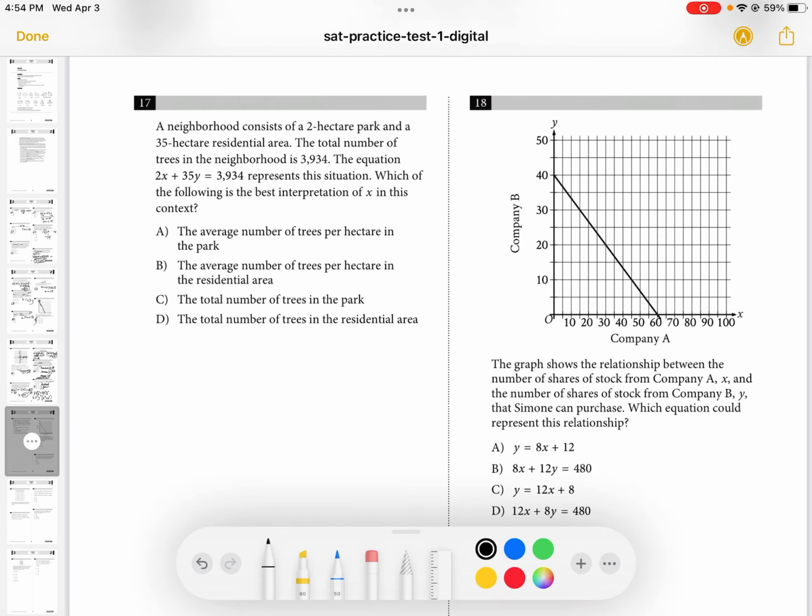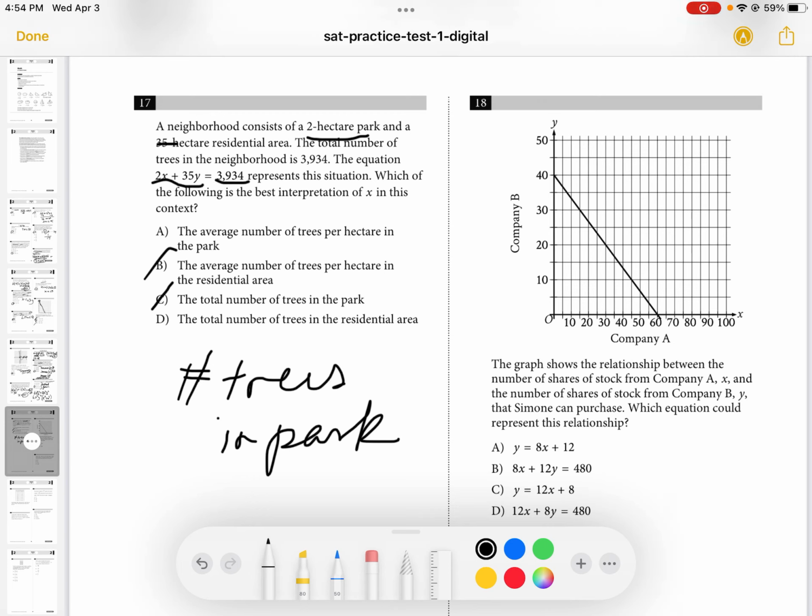Alright. So we have the park. The 2x represents the amount of trees in the park. So x represents the average number of trees per hectare in the park. We're not talking about the residential area because we don't have the coefficient of 35, so it's not B. We're not talking about the total number of trees. That's 3,934, equal to this big expression. We're not talking about this either. That's 35y, so it's A.